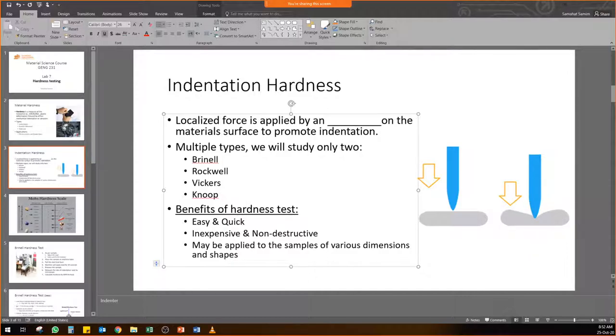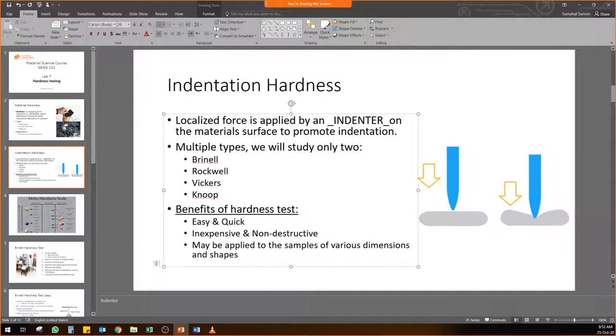So what is it saying? It says a localized force, so only a small point force is applied by an indenter. The pin or the pen which is used to make a hole, not a hole, a point, a spot, in the sample is called an indenter. Indenter means making a dent. When someone hits your car, a dent is formed in your car. So the thing which is used to make a dent is called an indenter.